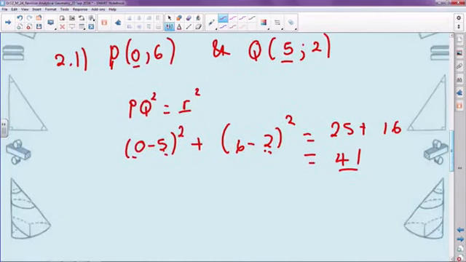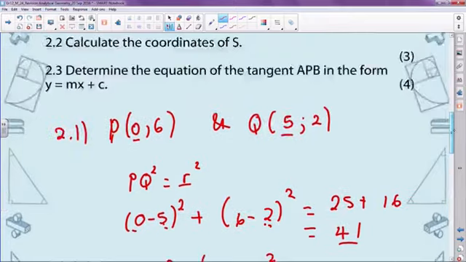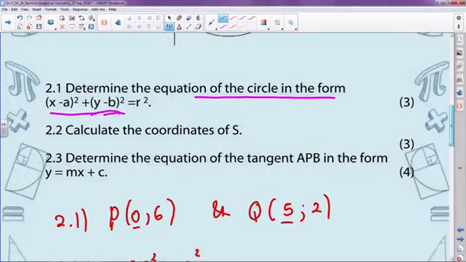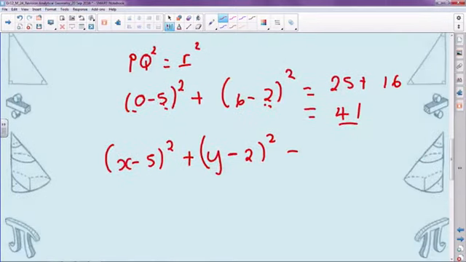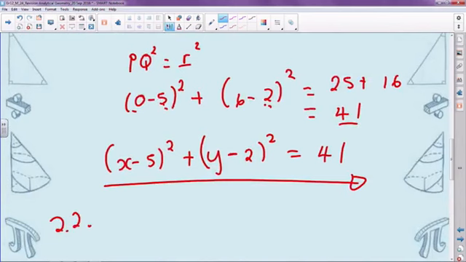We need that in that form so that we can plug in (x - 5)². So I'm now putting this into standard form to find the equation of my circle. (x - 5)² + (y - 2)², where 5 and 2 are the coordinates of the center of the circle, equals r squared. Okay, so that's the first part of the question done.